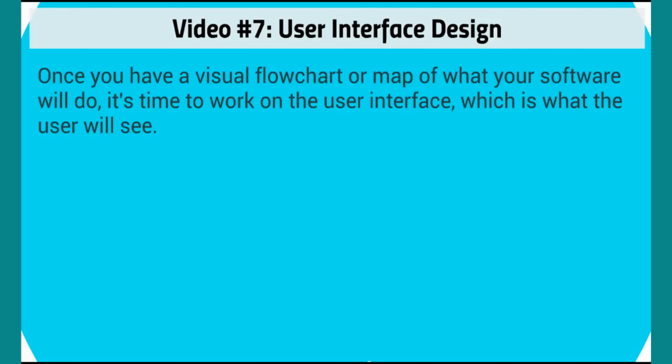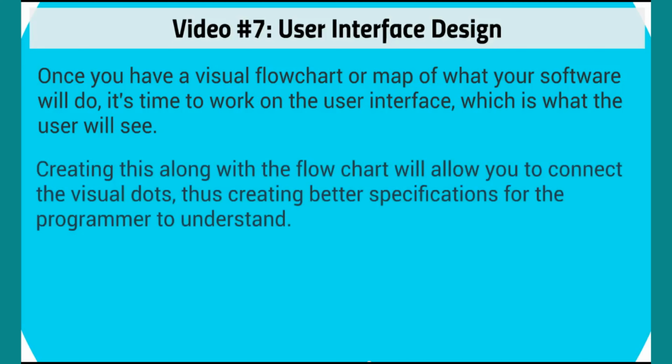So once you have a visual flow chart or map of what your software will do, it's time to work on the user interface, which is what the user is going to see. So the flowchart really was for you to understand and for the programmer to understand, but the user interface is also for the programmer, so that you have an idea of how things are going to be laid out and all of that. So creating this along with the flowchart will allow you to connect the visual dots, thus creating better specifications for the programmer to understand.